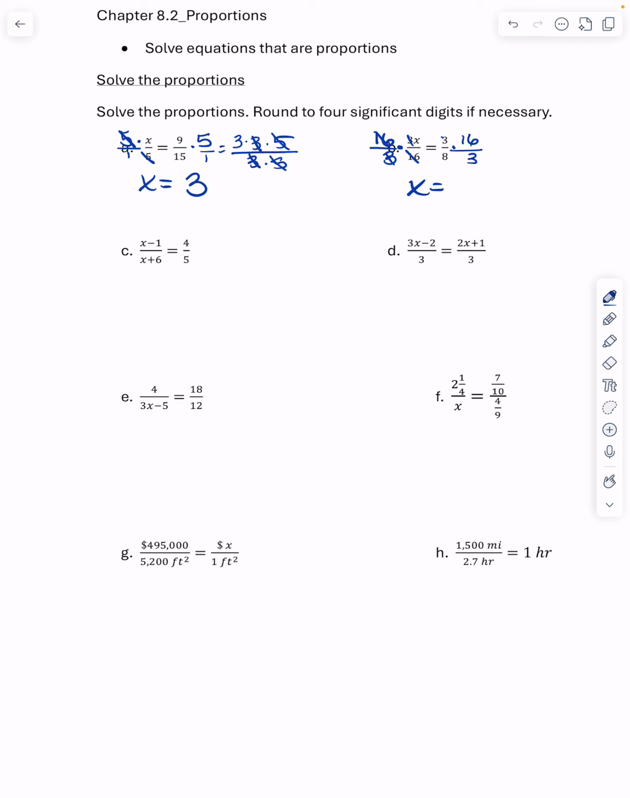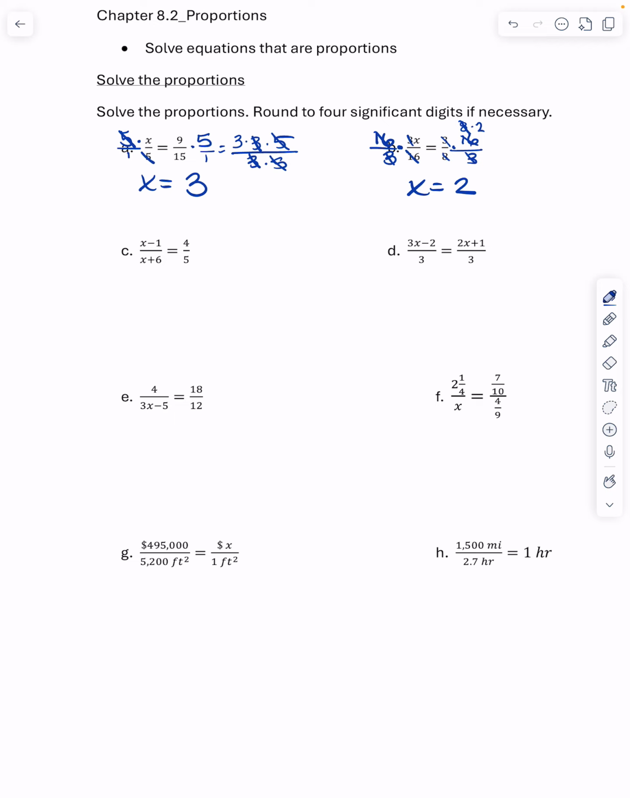x equals, I get 3 and 3, those cancel. I have an 8 down here, which cancels. I'm going to rewrite my 16 as 8 times 2. And I get x equals 2. We can always plug these back in, make sure they work.